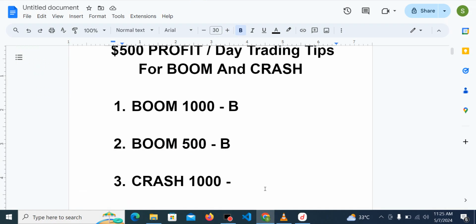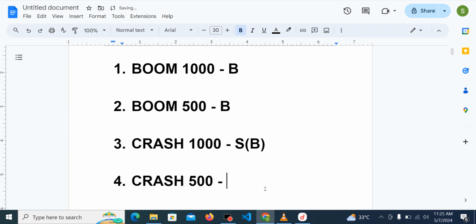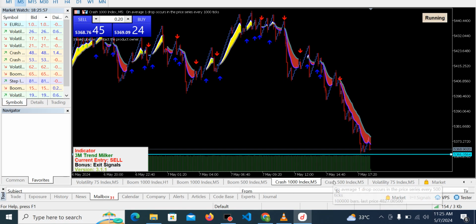So this is still selling at the moment, but if it's unable to break out below the support zone, then definitely it will go back on buy trend. So this is very, very important for us to take note of. The next asset is going to be Crash 500.